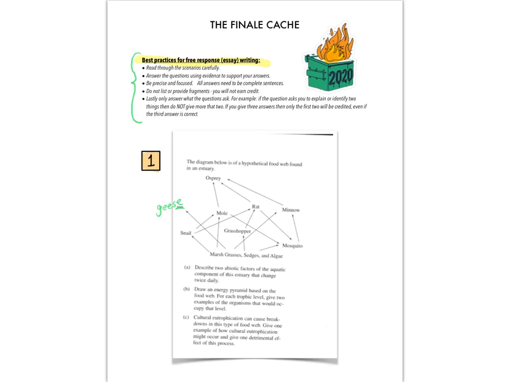The last one is cultural eutrophication. This term we are talking about in class this week. It's one of the last things we talk about. It's the big problem. And you should be able to answer this. If it's not going to be in an essay like this, it'll be as multiple choice. So that's one of the possible questions.